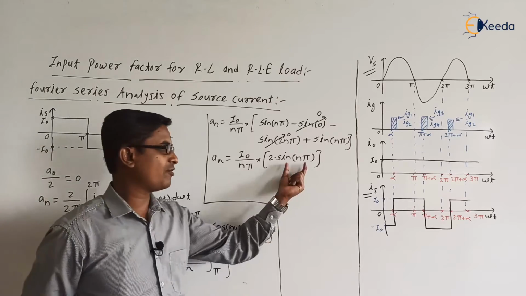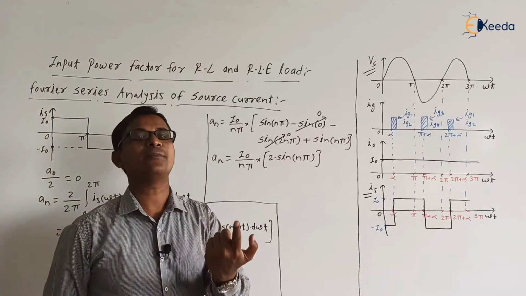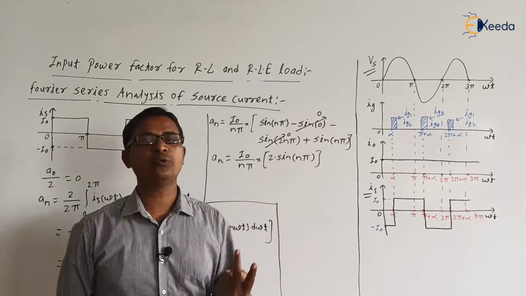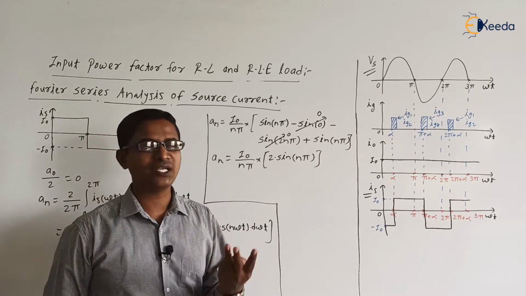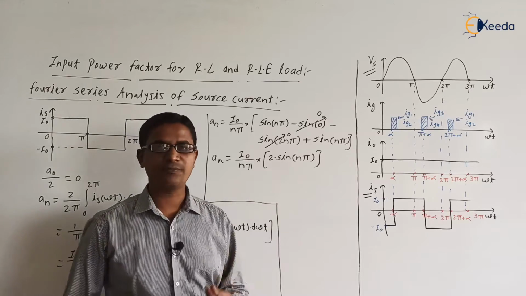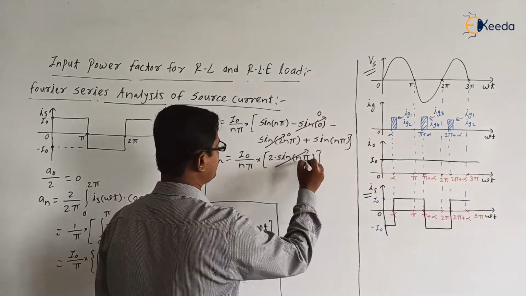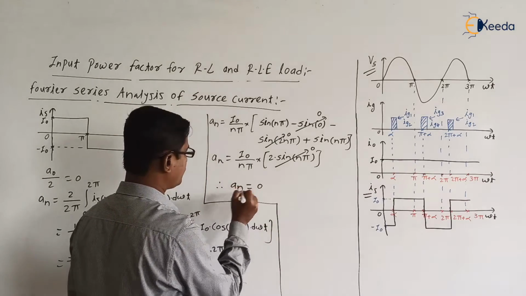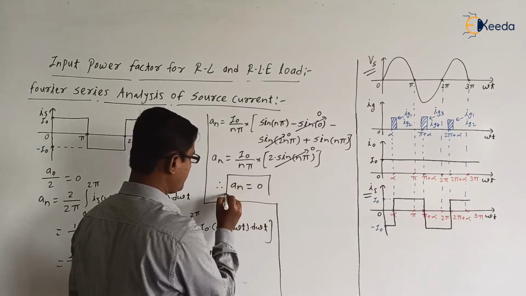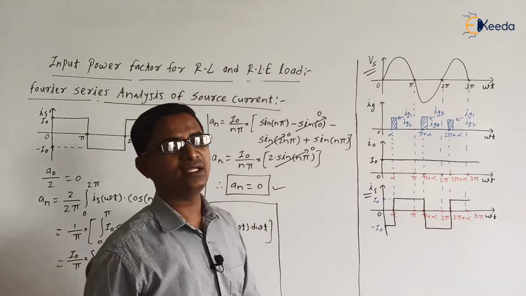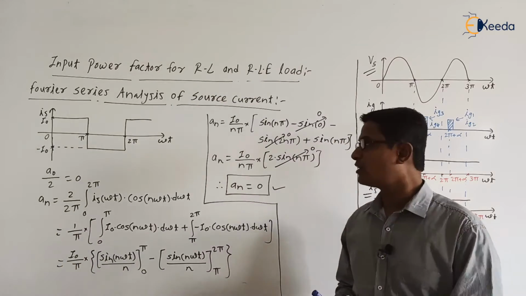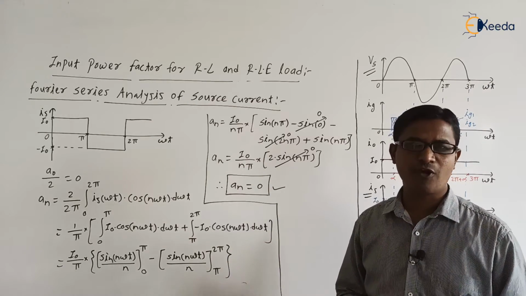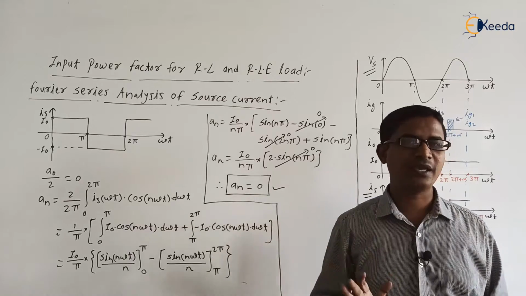Now sin of n pi: for n equal to 1 it is sin pi. What is sin pi? Sin pi is 0. For n equal to 2, sin 2 pi is 0. For n equal to 3, sin 3 pi is also 0, right? So this term is also equal to 0. Therefore, can we write an is equal to 0 for this signal? Are you getting the point? For that waveform, an is 0.